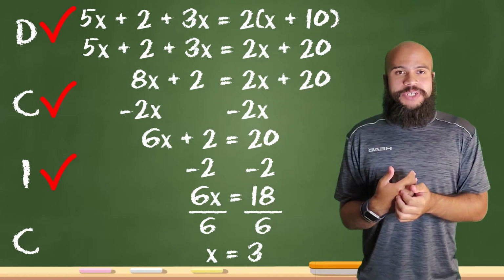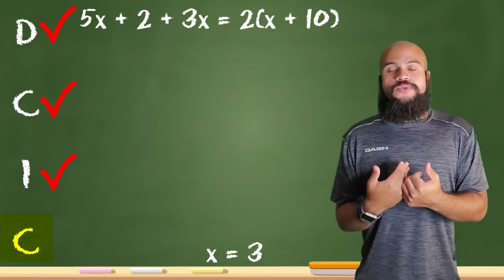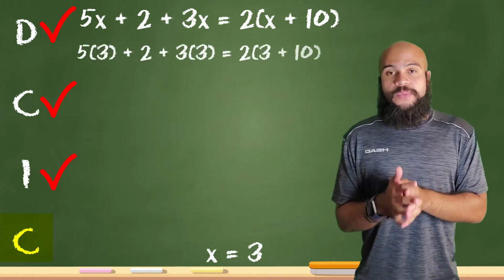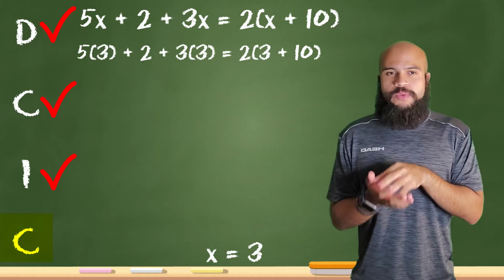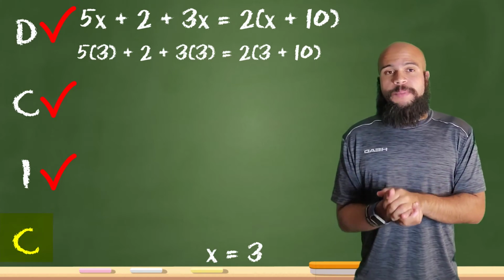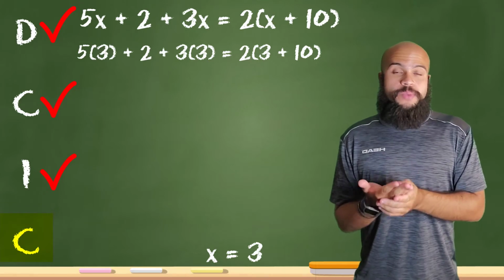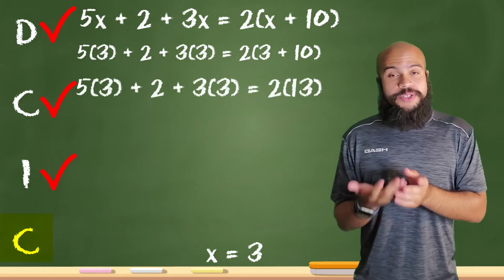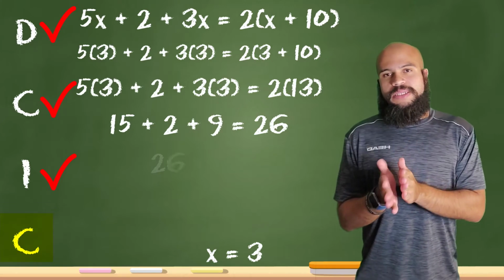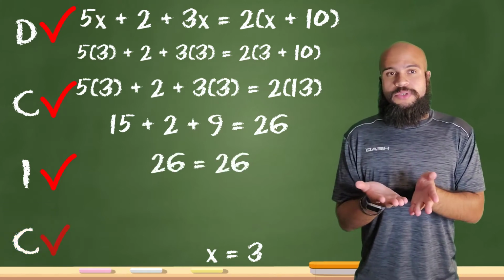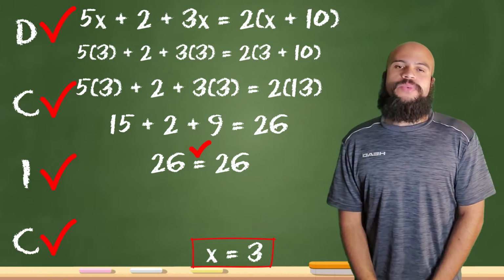My final step is to check my answer by evaluating at x equals 3. When I substitute 3 in for x, I am left with this equation. And in order for the answer to be right, both sides of the equation need to simplify to the same value. Remember to use order of operations when we are evaluating to make sure our answer is correct. But as you can see here, I am left with 26 equals 26, which is a true equation. Therefore, we know our solution of x equals 3 is correct.